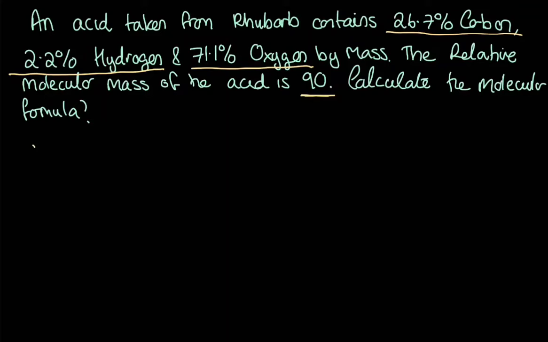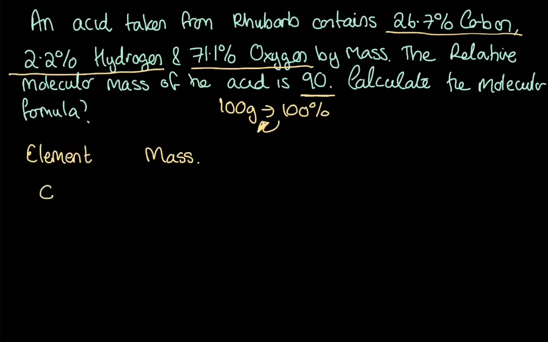So what I'm going to do is work with those percentages first, but it's by mass, so I can just convert those percentages straight into mass and pretend that we have a 100-gram sample, just like 100%. So if I pretend that I have a 100-gram sample, all the percentages will convert into grams. So let's just write down the elements. Carbon, if it was a 100-gram sample, 26.7% of it would turn into 26.7 grams, and so on for the rest of them.